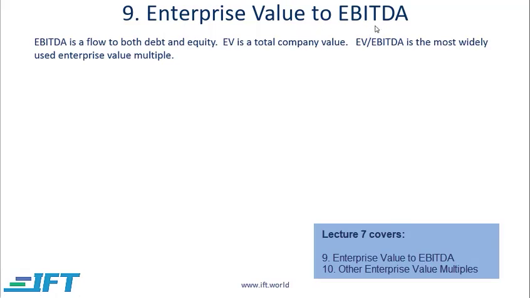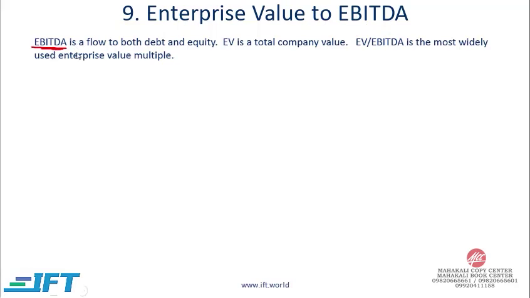Enterprise value to EBITDA. As I'm sure you are aware, EBITDA is a flow to both debt and equity holders, because this is the money that is generated, or this is actually an amount before we subtract taxes, depreciation, amortization. So it goes to both debt holders and equity holders. Enterprise value is a value of the total company, which includes debt and equity.